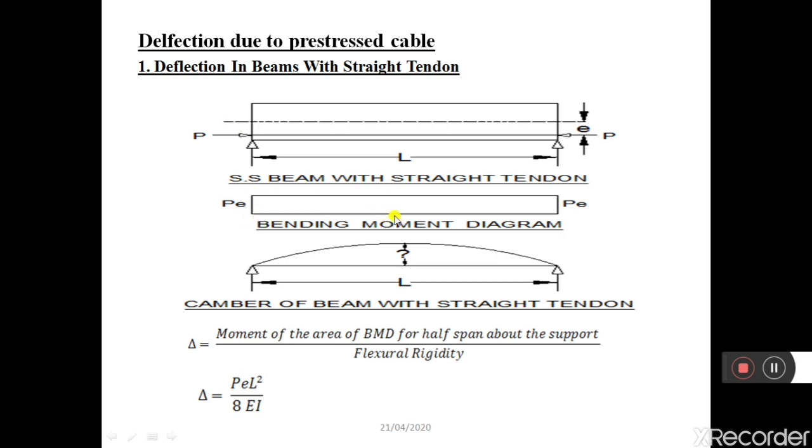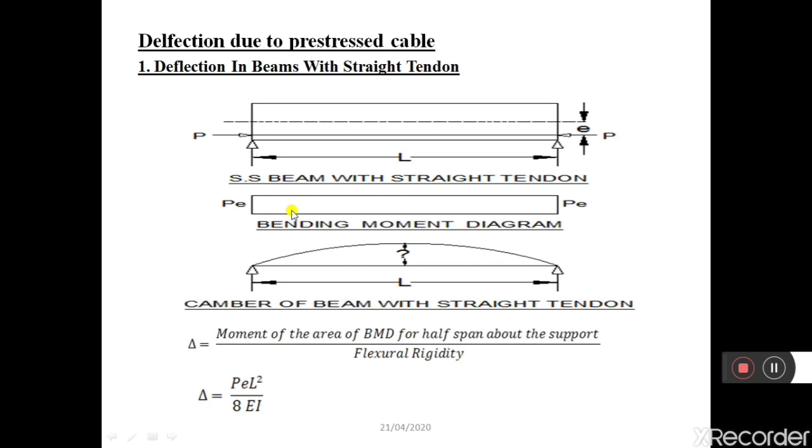So this is the BMD. The length of the beam is L and the area of this bending moment diagram is P into E. So here you can see this is P into E. If I take the moment of this BMD about the support for half of the span, what will be the moment? The area of this BMD for half of the span is PE into L by 2. The span is L, so half of the span will be L by 2. So PE into L by 2, that is the area.